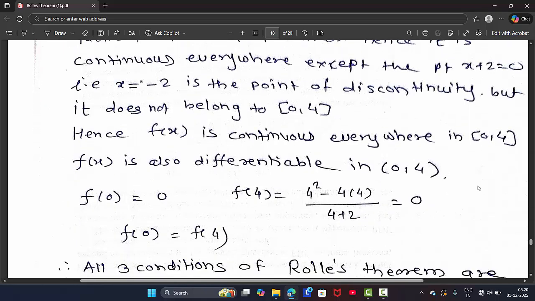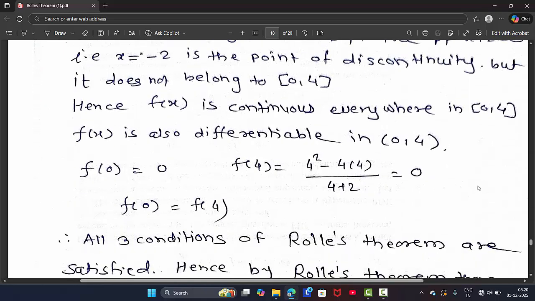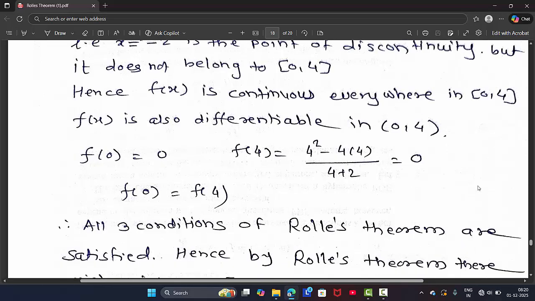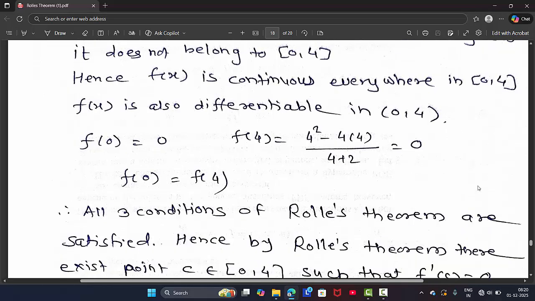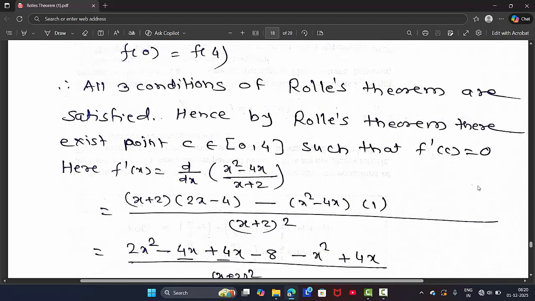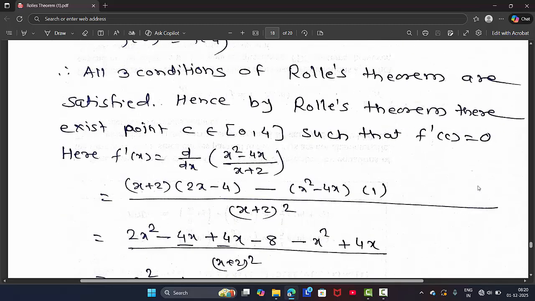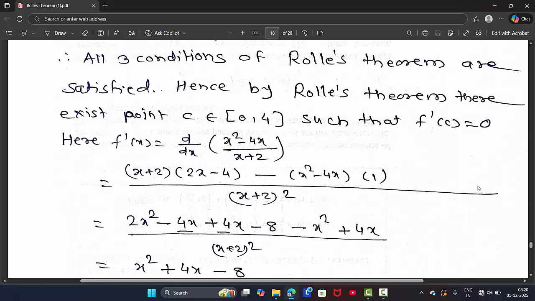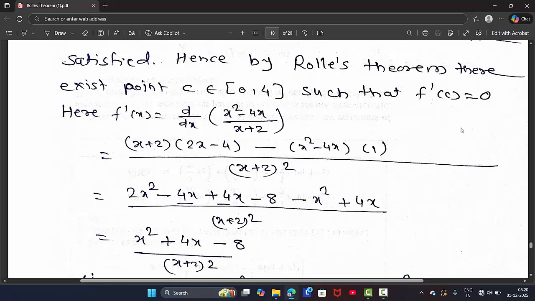f(x) is also differentiable. f(0) equal to 0, f(4) equal to 0, and hence all three conditions of Rolle's theorem are satisfied. And by Rolle's theorem, there exists at least one point c in (0, 4) such that f dash c equal to 0.